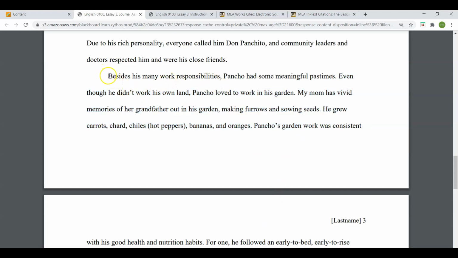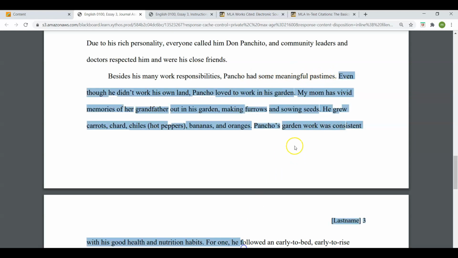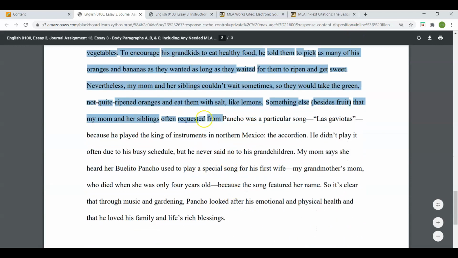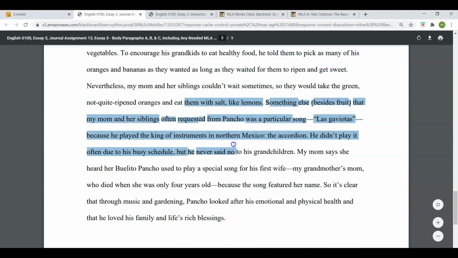Okay, so here's my topic sentence. Besides his many work responsibilities, Pancho had some meaningful pastimes. So I'm saying that earlier I said that he worked a lot. He did some work, but he also had some pastimes or hobbies. And so there's my topic sentence. Here is the blah, blah, blah. These detailed sentences are the blah, blah, blah, properly placed.